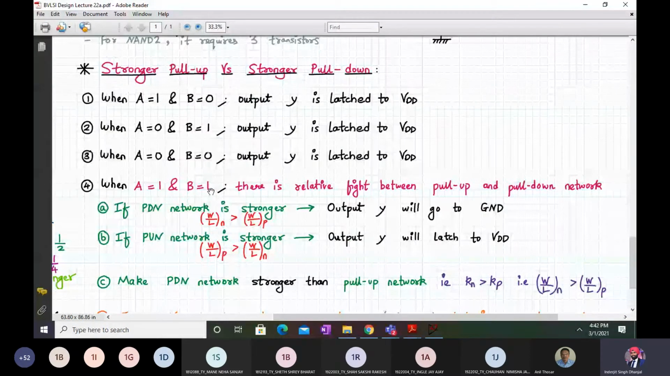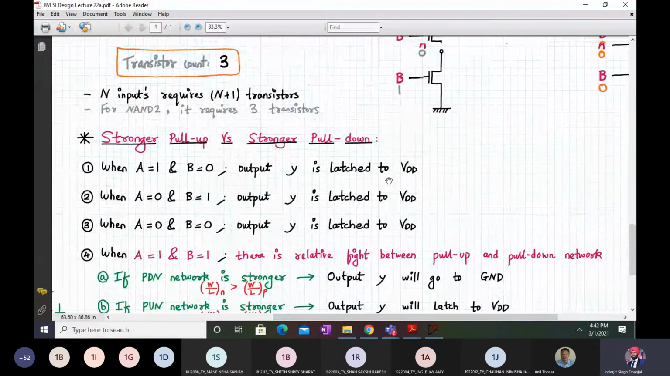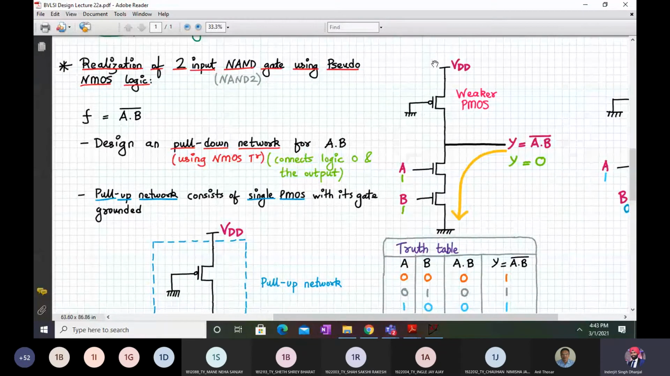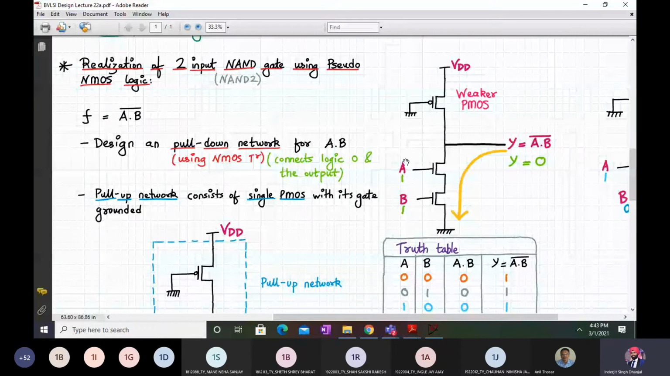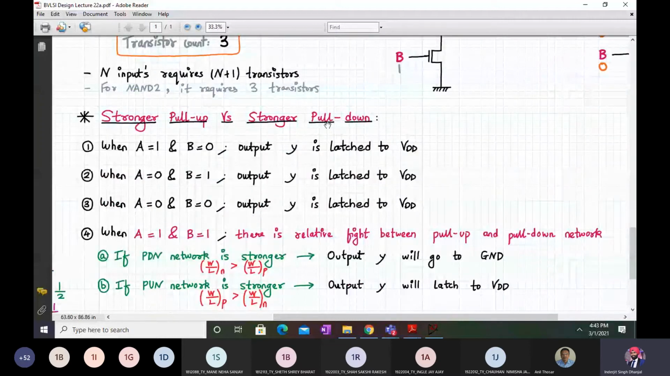So when A and B are 1 and 1, there is a relative fight between the pull-up and the pull-down network. If the pull-down network is stronger, that means if the NMOS transistors are stronger, it will pull the output node towards the ground. Whenever the pull-up network is stronger, it will latch the output towards VDD irrespective of A and B being 1. And if the pull-down network is stronger, irrespective of whether the PMOS transistor is on, it will pull the output voltage towards the ground. That is the meaning of the statement stronger pull-up versus stronger pull-down.